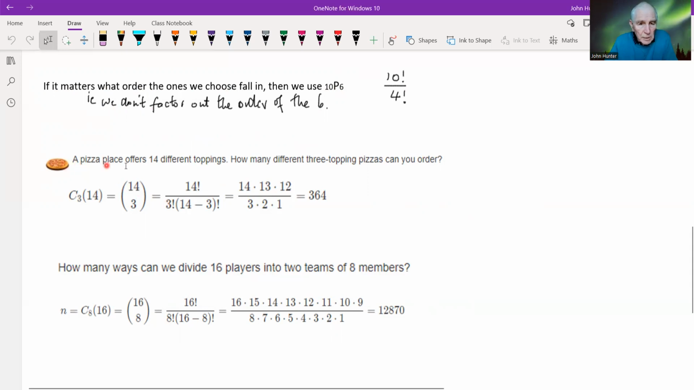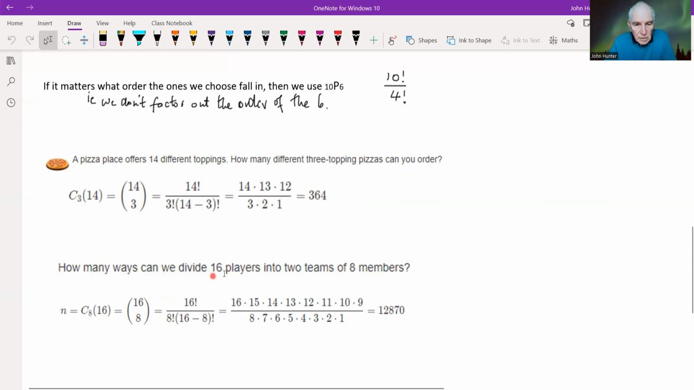Let's have a look at this. A pizza place offers 14 different toppings. How many different 3-topping pizzas can you order? Well, this is basically 14 choose 3. You've got 14 to choose from, and you choose 3. Another bit of slightly different notation there. 14 choose 3 equals 14 factorial over 3 factorial times (14 minus 3) factorial, 11 factorial in other words, and that's 364. So be spoilt for choice if you go to that place.